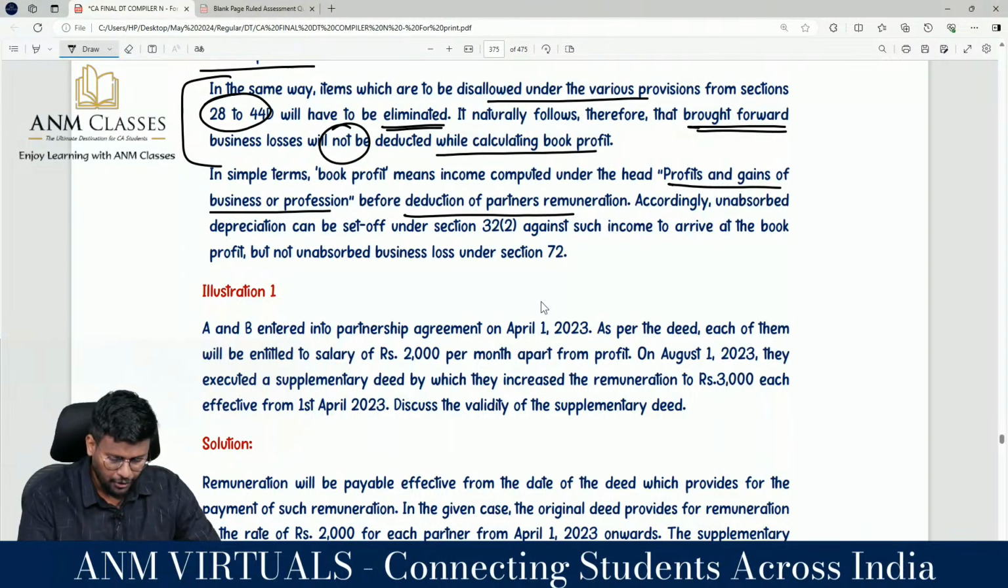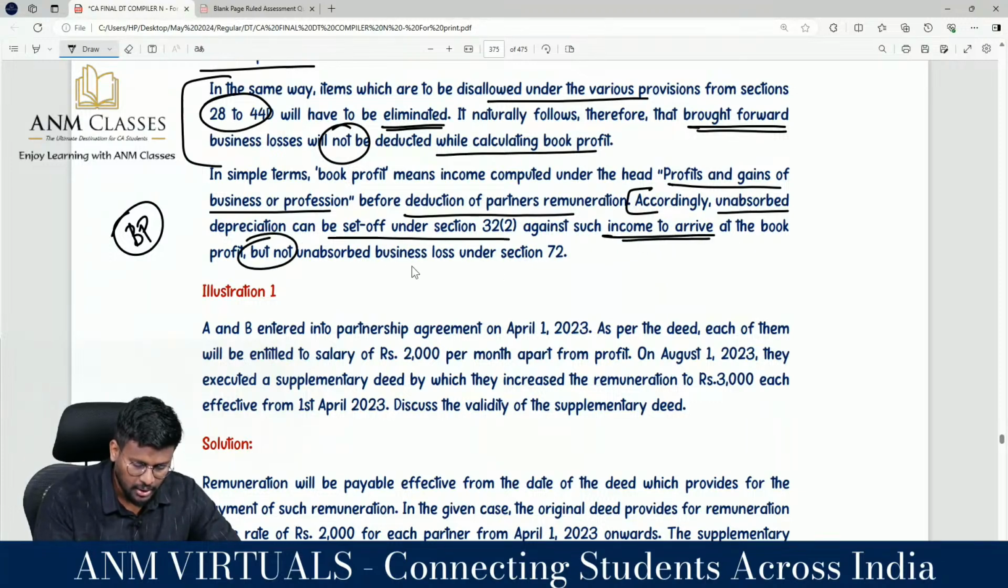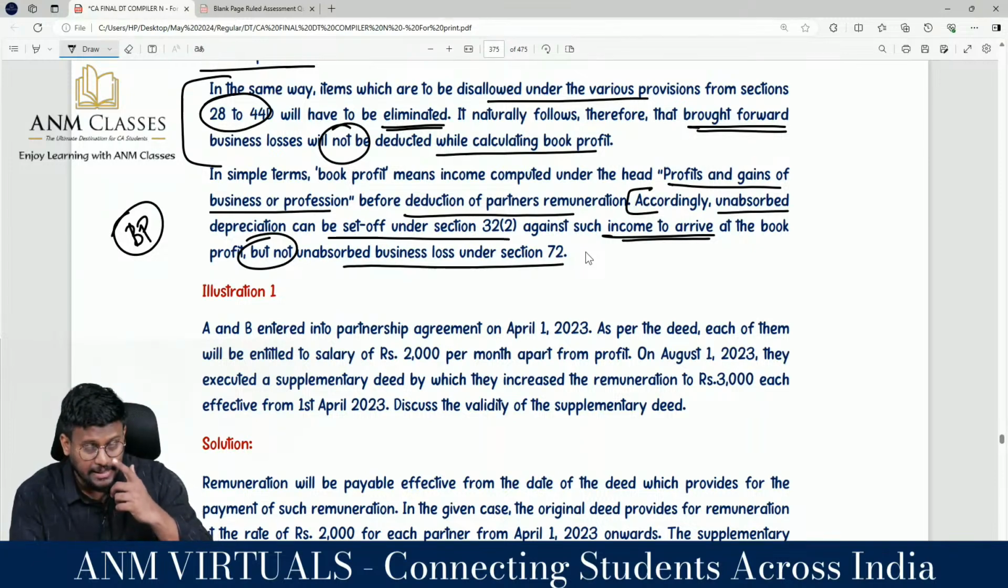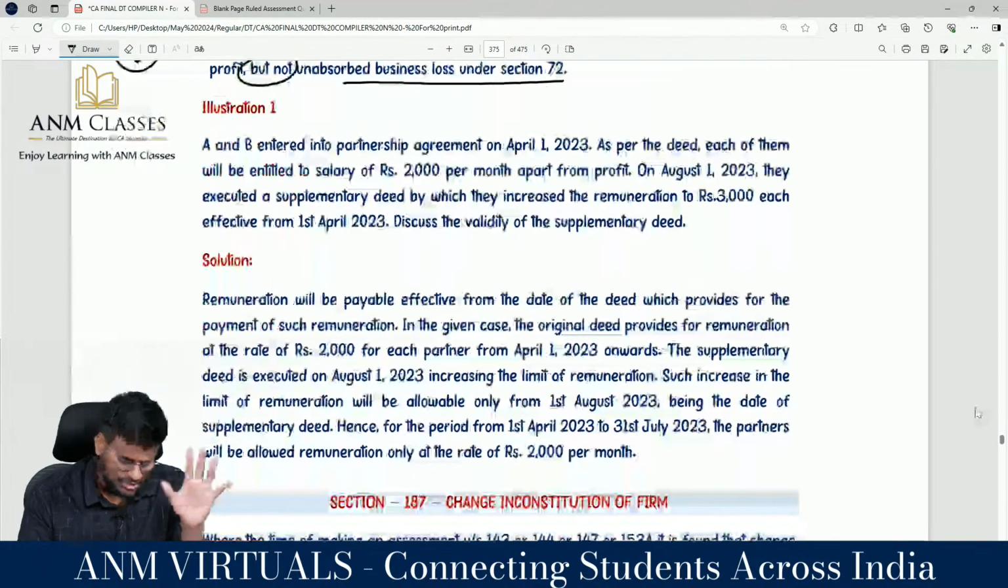That means a partnership firm can debit remuneration to partners to their P&L account, but it is based upon book profit. When you calculate that book profit, if any salary or remuneration debited to P&L account already should be added back. Accordingly, unabsorbed depreciation can be set off under 32 subsection 2 against such income to arrive at the book profit, but not unabsorbed business loss under section 72. So what basically they are trying to say is a partnership firm can debit remuneration to partners to the P&L account, but that remuneration is based upon book profit. How to compute the book profit? Book profit means all deductions of PGBP except salary, because we are going to calculate only salary, and you can claim unabsorbed depreciation because it is covered in 32 subsection 2, but you cannot claim business loss because it is covered in 72.